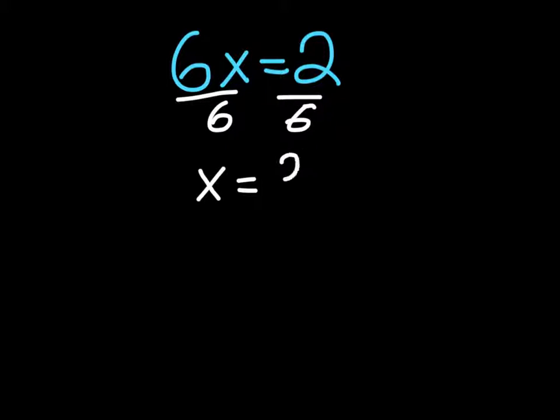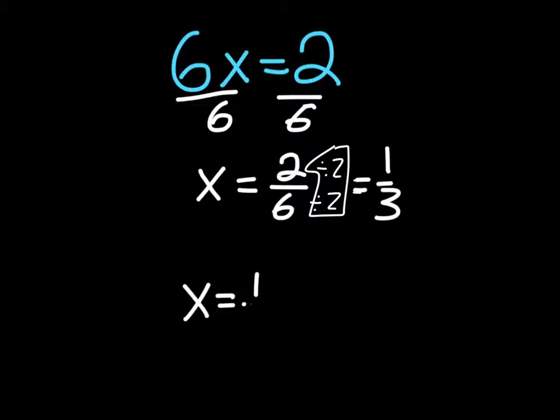On the right side, we have the fraction 2 over 6. We can simplify this because we can divide our numerator and our denominator both by 2 without changing it. This is just like a giant 1. And therefore, we get the fraction 1/3. So our solution is x equals 1/3.